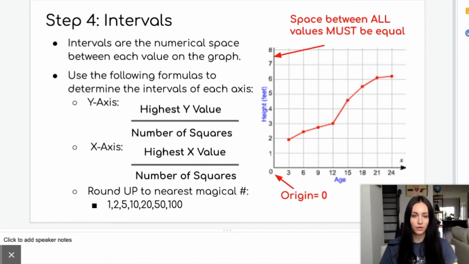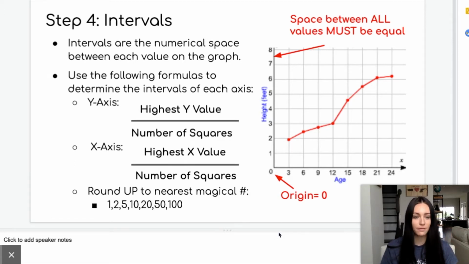So when we say an interval, we simply mean the amount of numbers in between each value on your graph. So if we look here, we can see that it goes 0, 3, 6, 9, 12, 15. We can see that the interval on the x-axis here is 3. So again, it's just the amount of numbers in between each value.